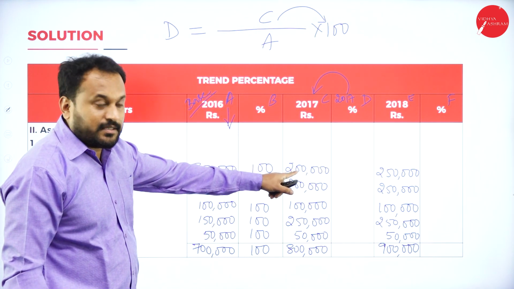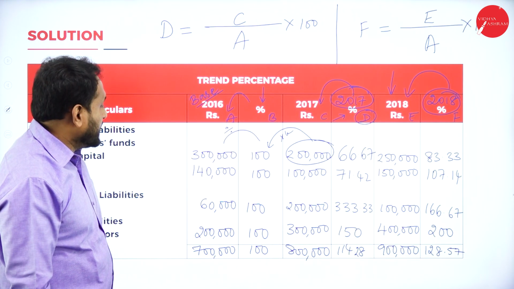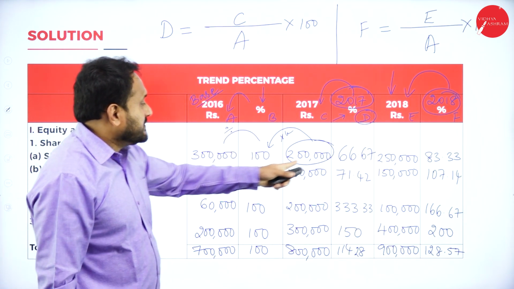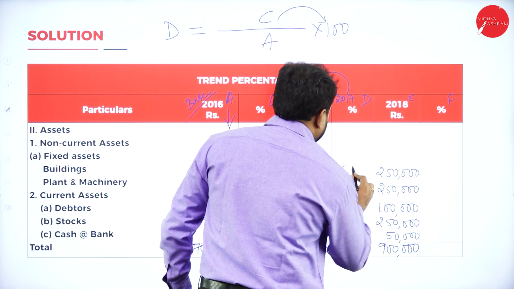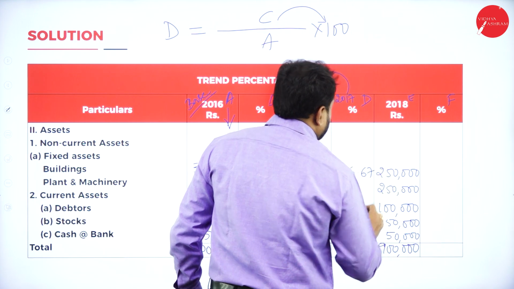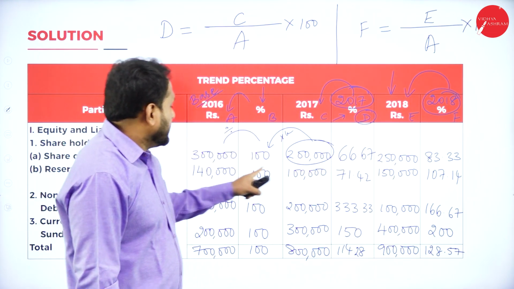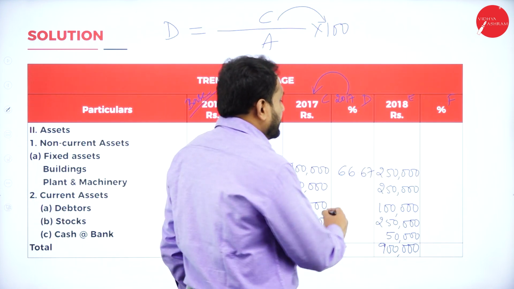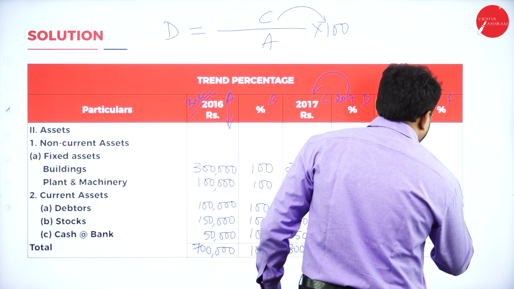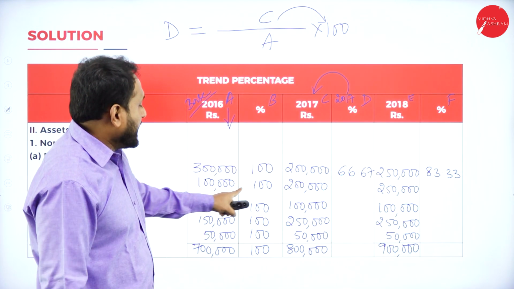So, it is like this: 2 lakh into 100 divided by 3 lakh. See, here only we have done. So, it is how much? 66.67. Now here also same thing. 2 lakh 50, 3 lakh. So it is how much? 83.33. So we'll go with 83.33. Again you can calculate, 83.33%.